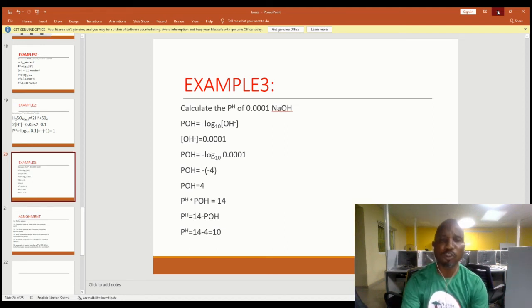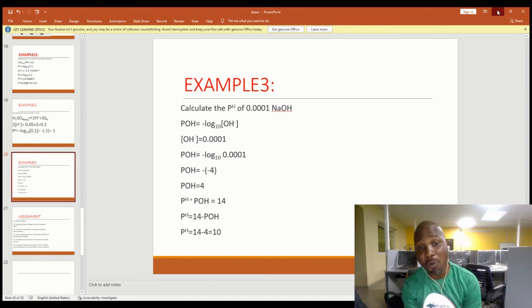So we first of all look for the pOH of 0.001 sodium hydroxide, so that we say pOH is negative log to base 10 of OH- ion concentration, such that the concentration of OH- is 0.001, so that we say pOH is equal to minus log 10 of 0.001, and that will give you pOH to be equal to minus, open bracket, minus 4, such that pOH is equal to 4.